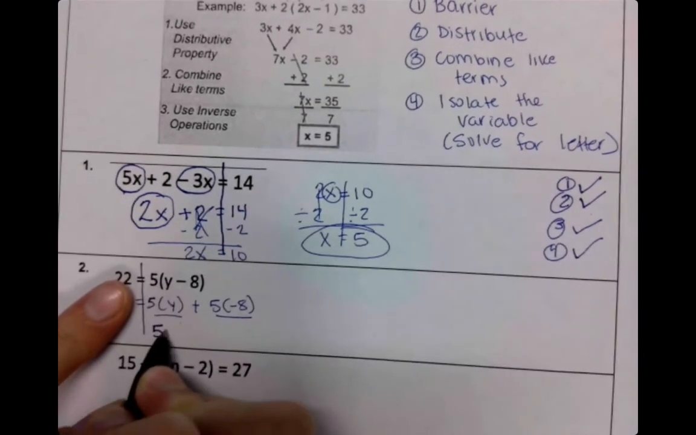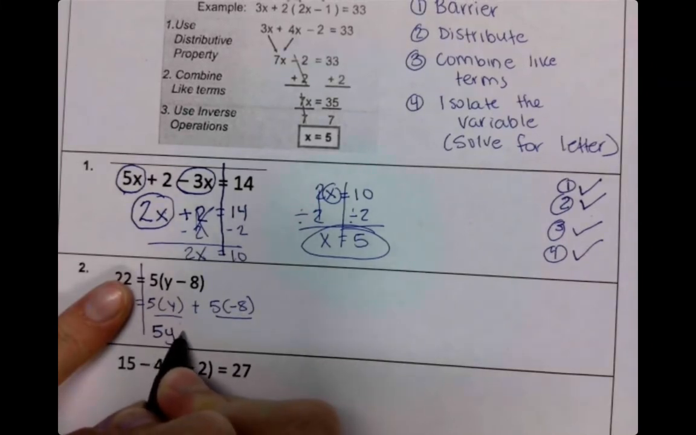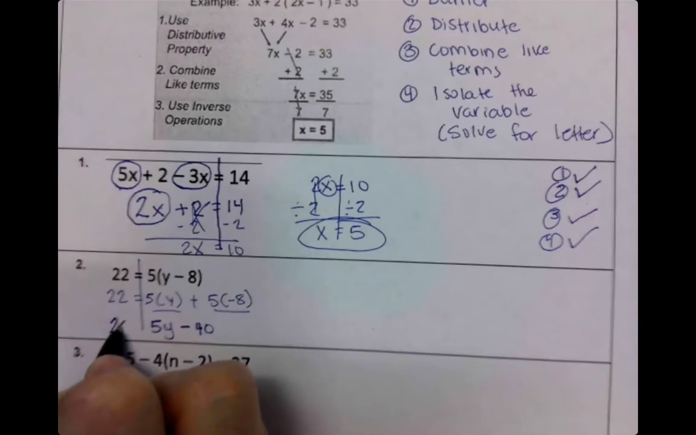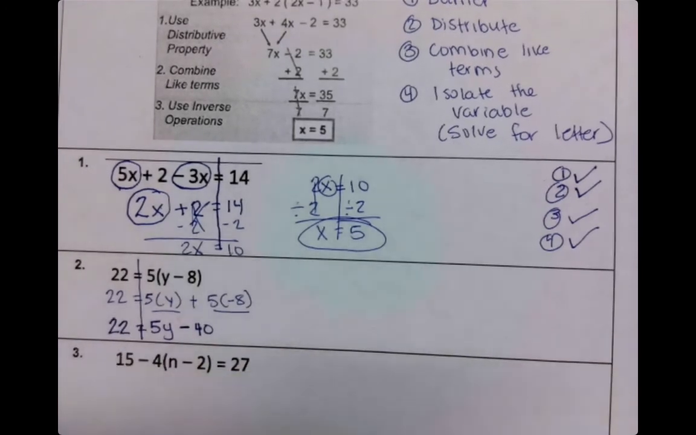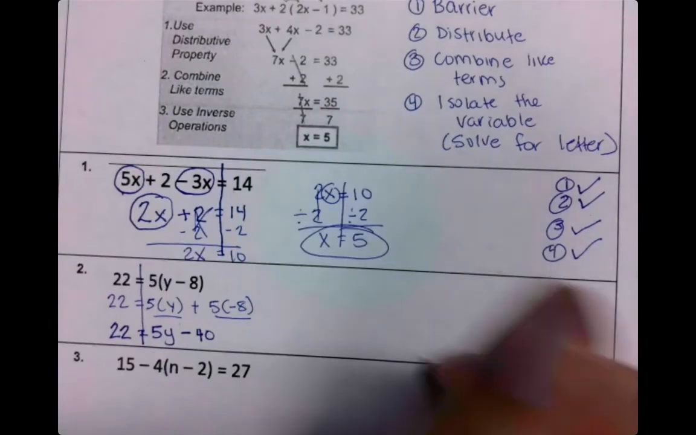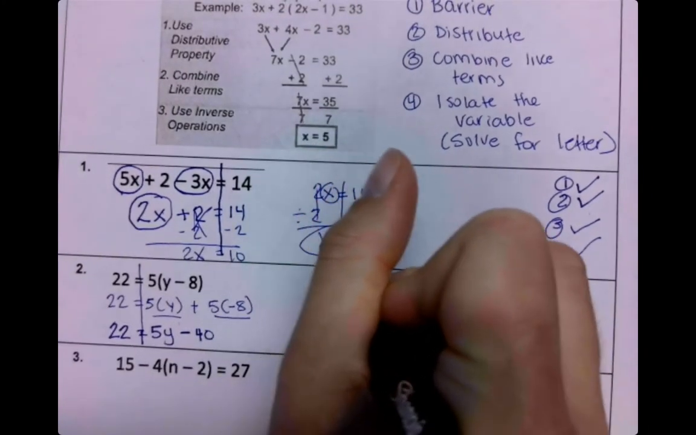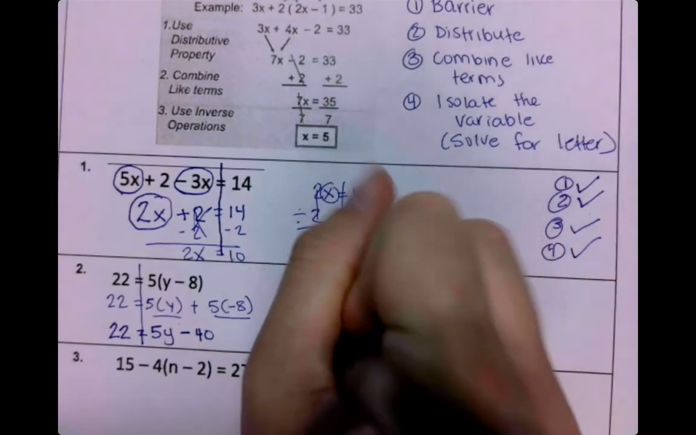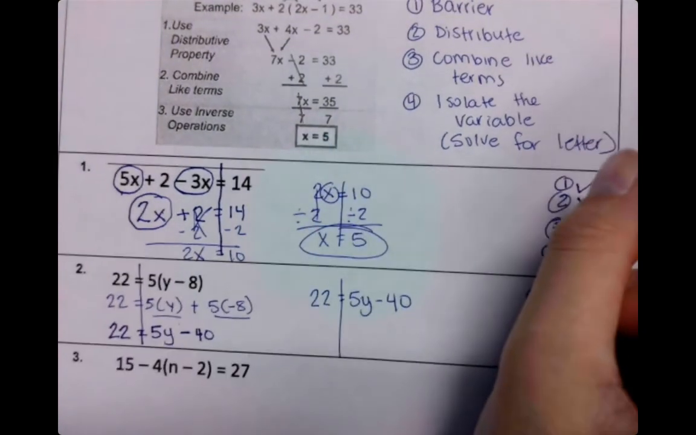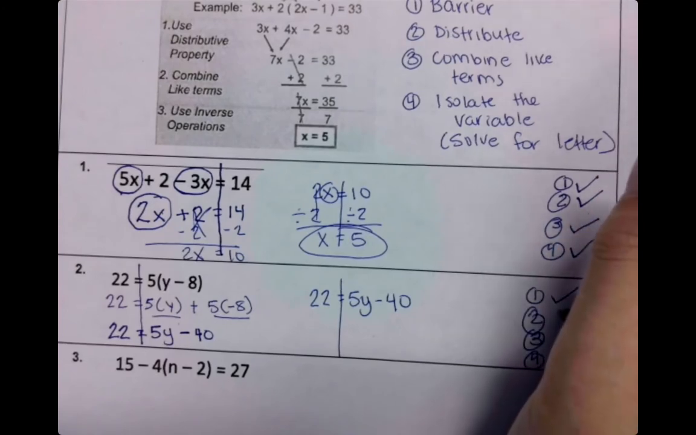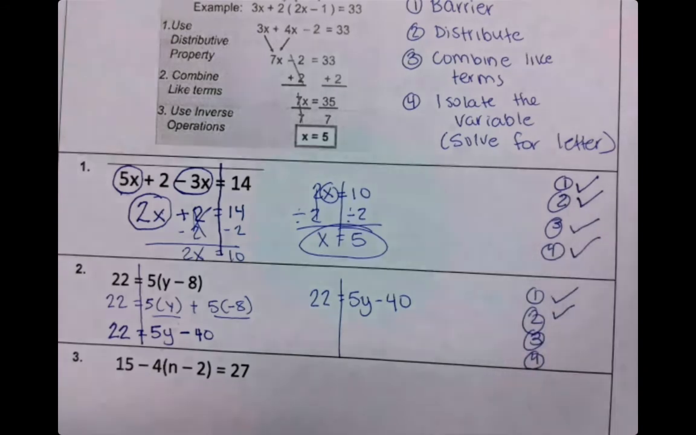So I have 5y plus 5 times 8 is 40, and it's negative. So this is going to be plus negative 40, or just minus 40. So I'm going to have 22 equals that. And some of you are going to be like, what? The number is on the other side, and what are we going to do? I can't do that, and it's just a struggle. And that's okay. So we did the barrier, and we distributed.